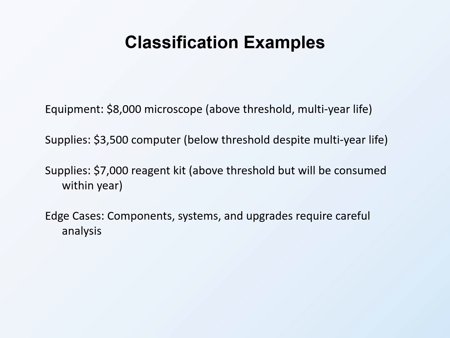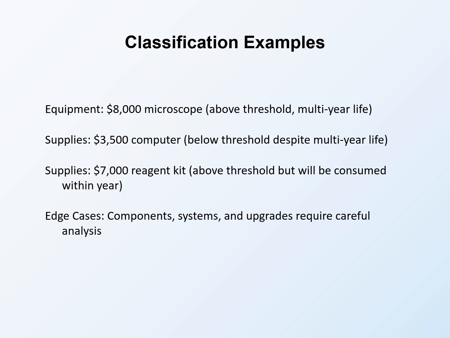Working through classification examples helps solidify understanding of how the criteria apply. Consider how each factor affects the determination. An $8,000 microscope is equipment because it exceeds the cost threshold and has a useful life well beyond 1 year. Both criteria are met, so this is equipment with all associated requirements.